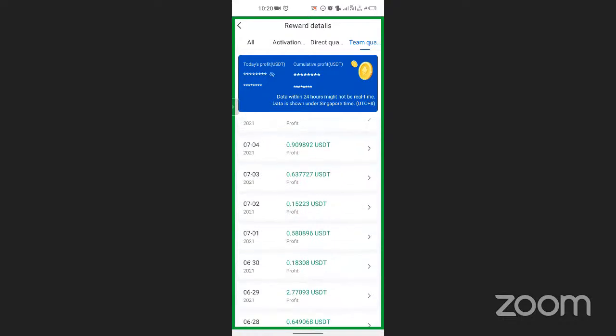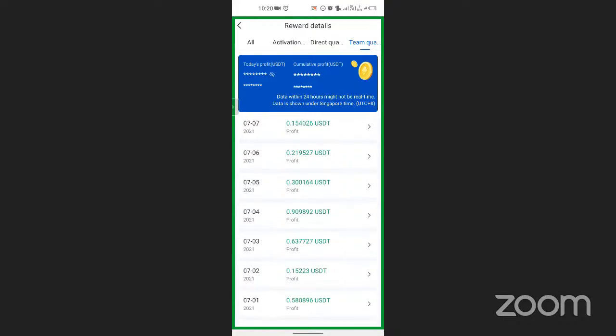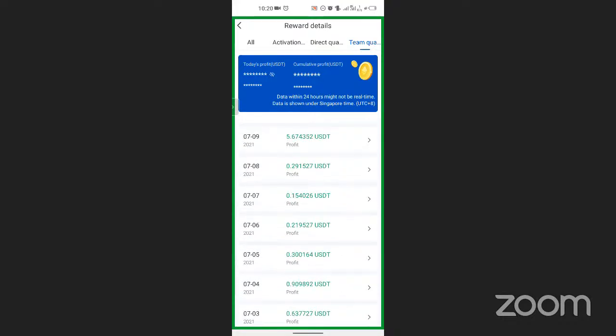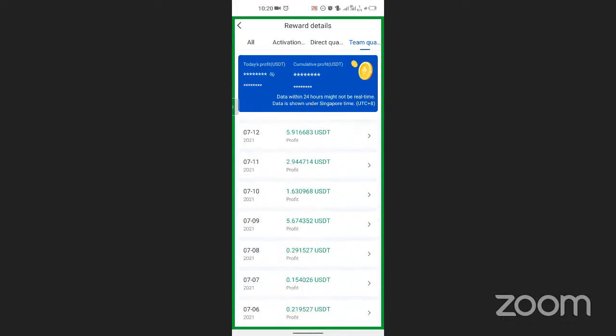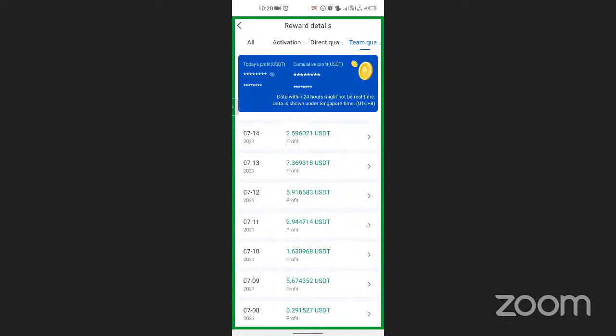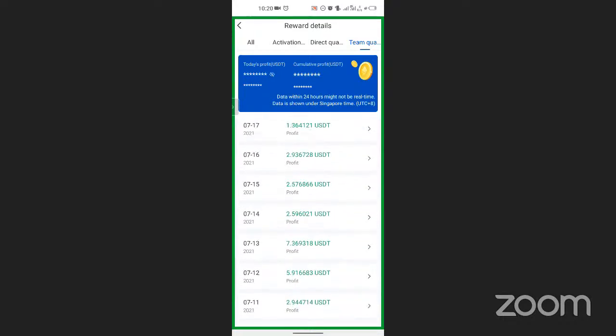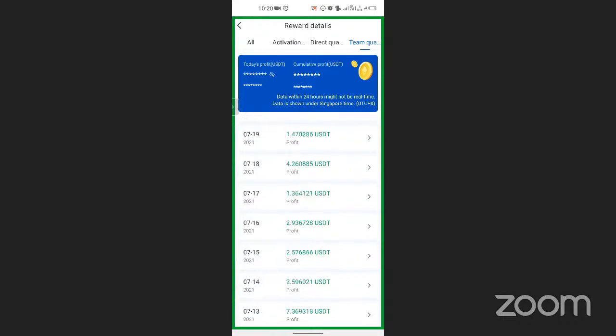And my bonuses were still not as good as I wanted because I was making 0.1, 0.6, 0.9, 0.3, 0.2, 0.1. Ladies and gentlemen, as the month kept on moving, I started to see $5. I started to see 1.6, 2.9, 5.9, 7.3, 2.5, and $2, $2.